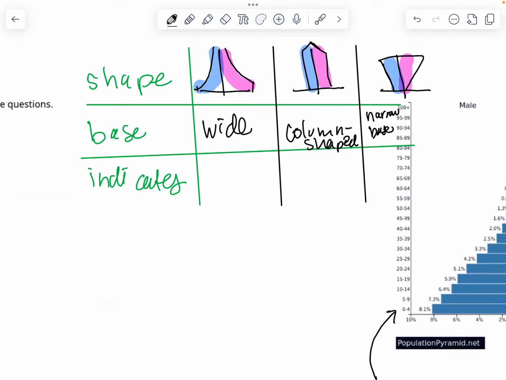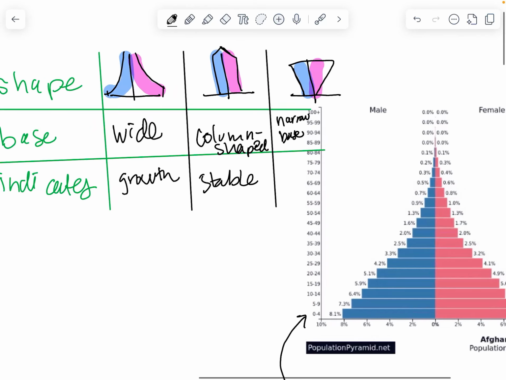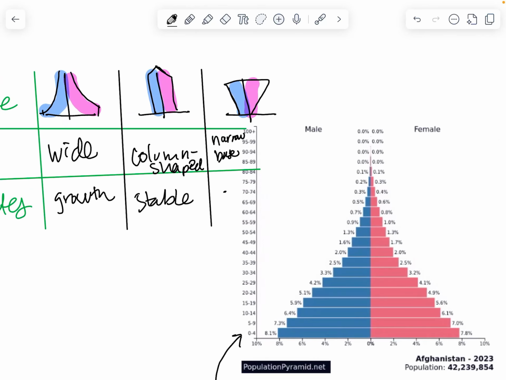But a wide base pyramid will indicate a lot of growth, so rapid growth the wider the base is. The column-shaped pyramids are considered stable growth, and then if it's a narrow base, it's actually a declining population.